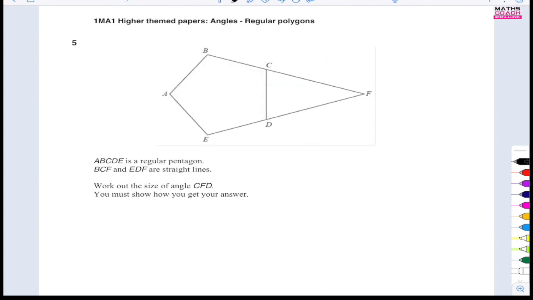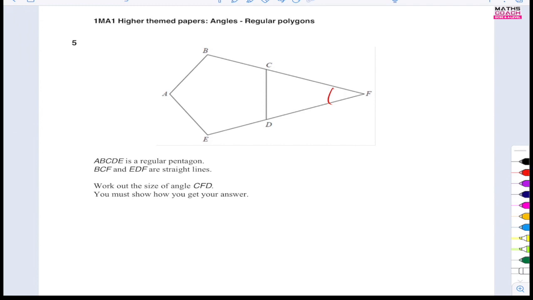On to the last question, number 5. We are told that ABCDE is a regular pentagon. So it's talking about that right there. We are told that BCF and EDF are straight lines. Work out the size of the angle CFD. So CFD right here. We are working out this angle here. You must show how you get your answer.